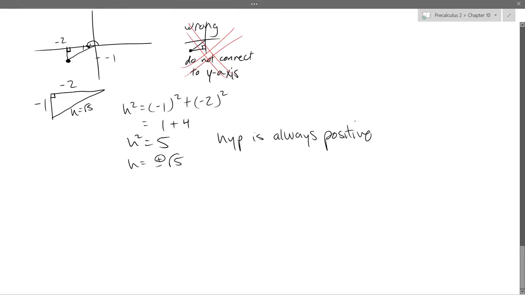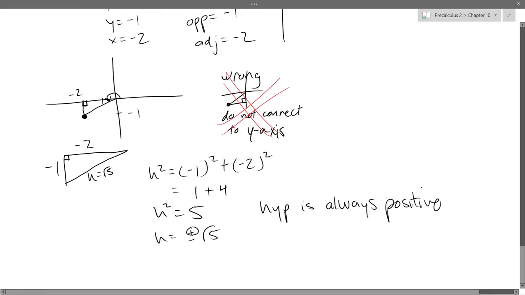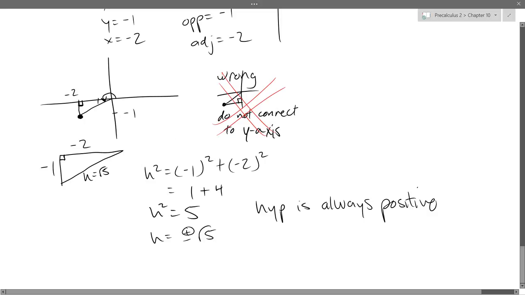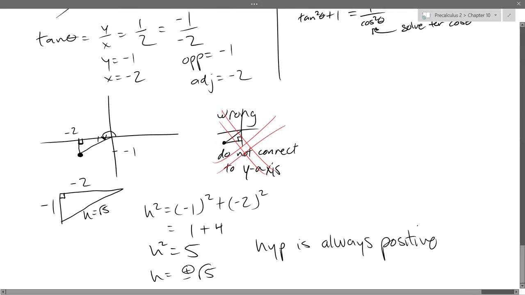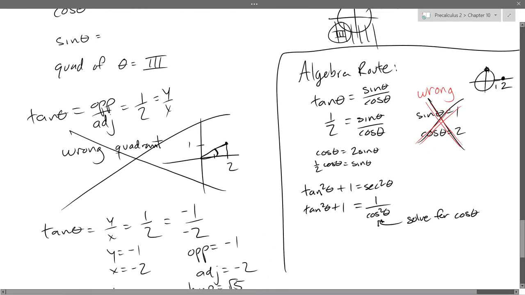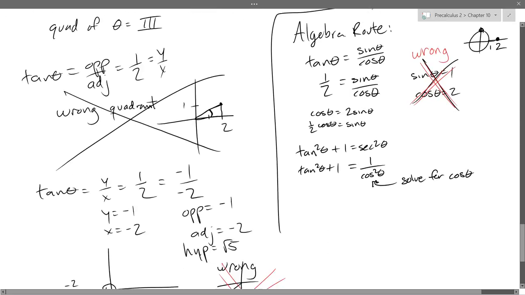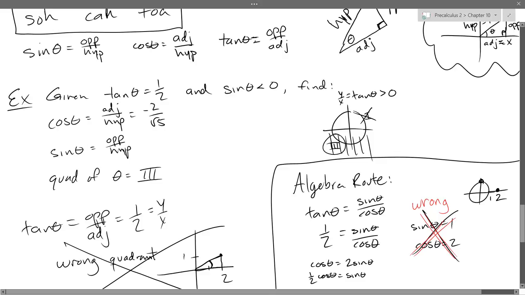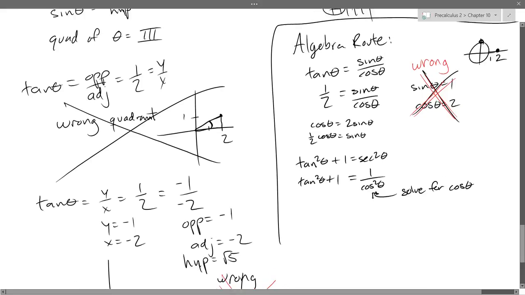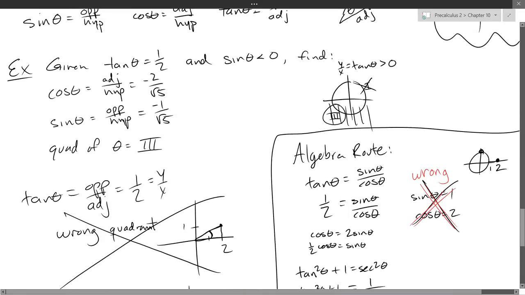I know in this particular case, you could consider our hypotenuse pointing in a very negative direction because it points down to the left, but no matter what, your hypotenuse is always positive. So now we have the hypotenuse: square root 5. So I'll just rewrite that here. Hypotenuse equals square root 5, and we can write down cosine and sine. Cosine is adjacent over hypotenuse, and sine is opposite over hypotenuse. So adjacent was negative 2 over square root 5. And for sine, we had negative 1 as opposite over square root 5. So there's our final answers for cosine and sine.